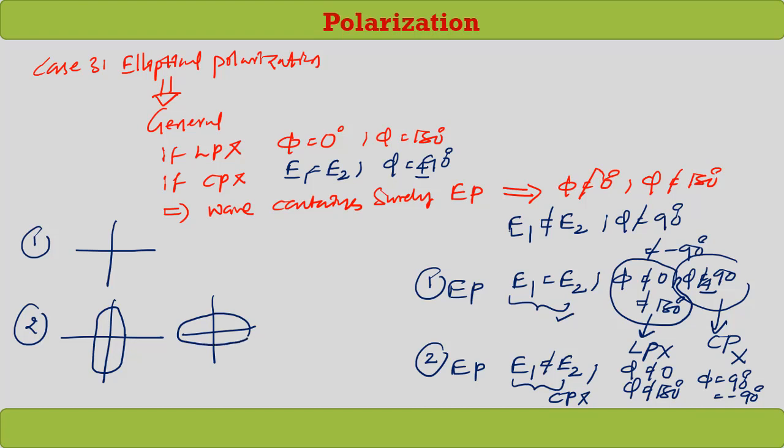This is for case 2. Here already I have mentioned. The first one means E2 is greater than E1, and the second one is the opposite case, E2 is less than E1. What about case 1? In case 1, we have made E1 is equal to E2, but the phase difference is not 0, not 180, not plus or minus 90. So you will get the tilted ellipse. In this way we have different types of elliptical polarization.